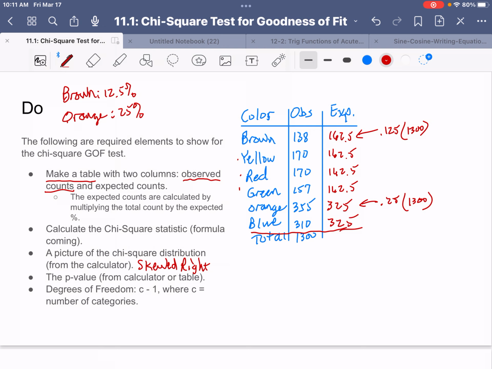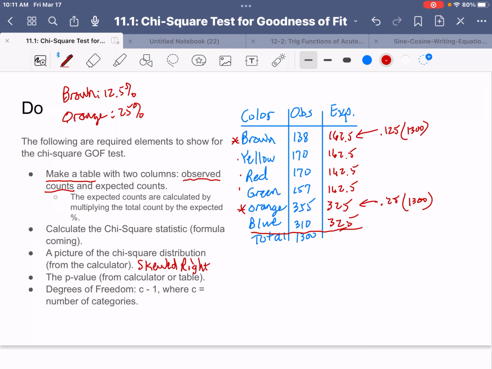Now, when you look at the observed counts and the expected counts, you might see that a lot of the observed counts are close to the expected counts, and maybe there are some discrepancies in some of them. The orange counts seem a little bit off. And I think maybe the brown counts are a little bit off. We'll find out if they're off to the point that we may be rejecting the null hypothesis. It's not enough to just look with your eyes.